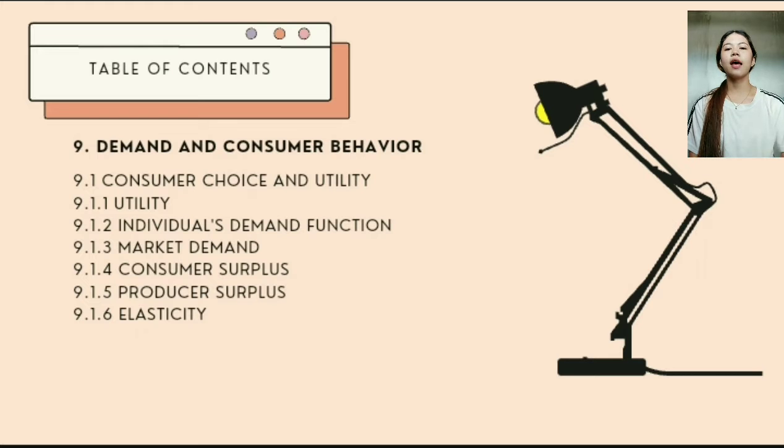Table of contents: demand and consumer behavior, consumer choice and utility, individual's demand function, market demand, consumer surplus, producer surplus, and elasticity.